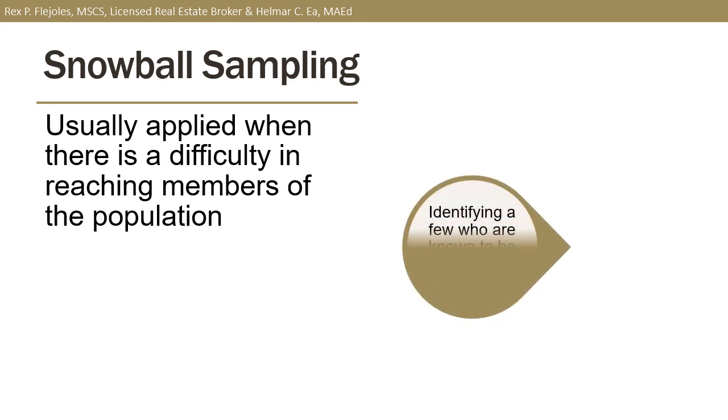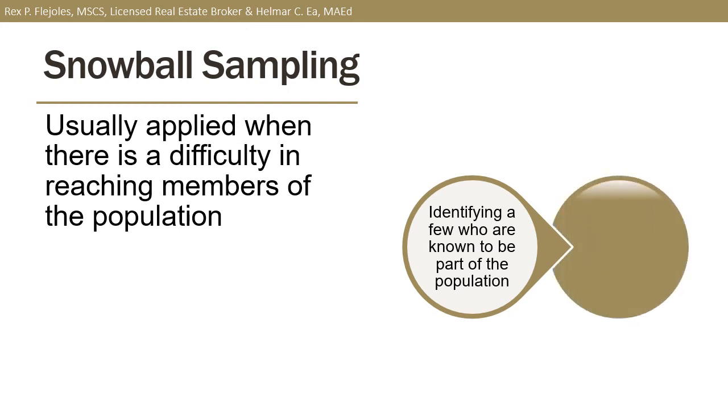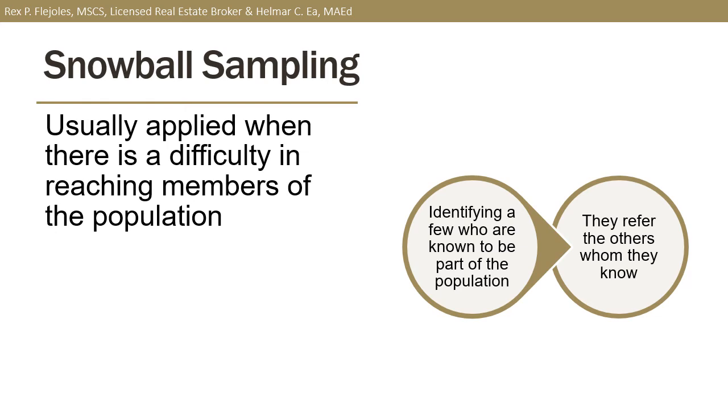On snowball sampling, this technique is usually applied when there is a difficulty in reaching members of the population. The method starts with identifying a few who are known to be part of the population, and then they refer to others whom they know.